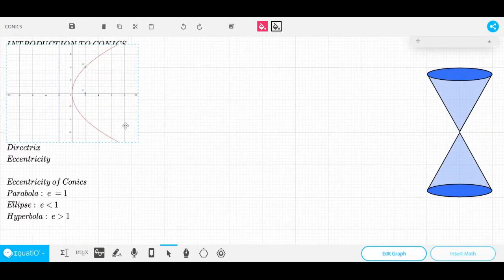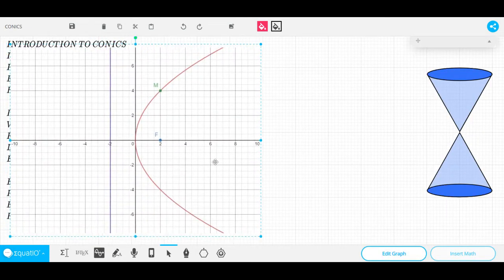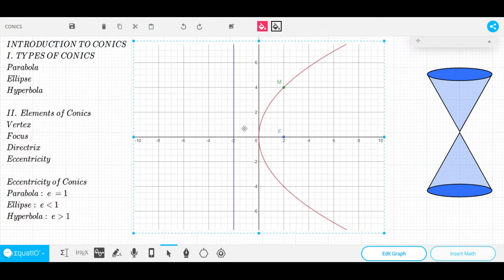I'll insert this graph and enlarge it so we can discuss it. So as you can see here, we've got a point M, which is a point on the parabola, and we've got a point F. Point F is the focus. It's given as the focus. And we've got this line over here, the purple line, which represents the directrix. Now, why did I say before that the eccentricity depends on the focus and the directrix so as to be determined? The eccentricity basically means length of MF over the distance from M to the directrix.